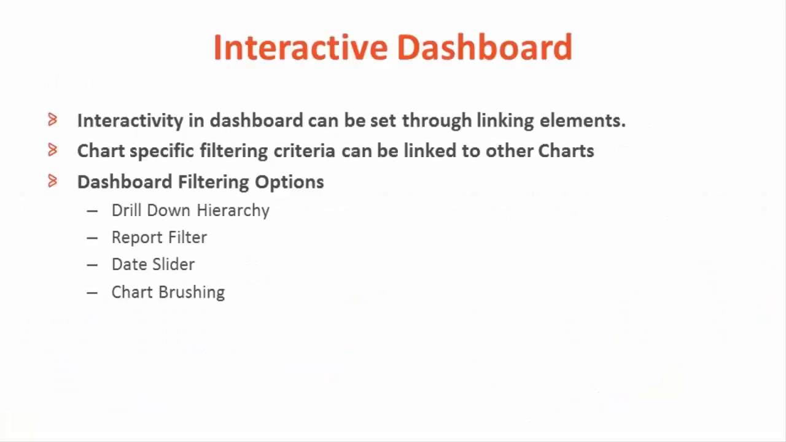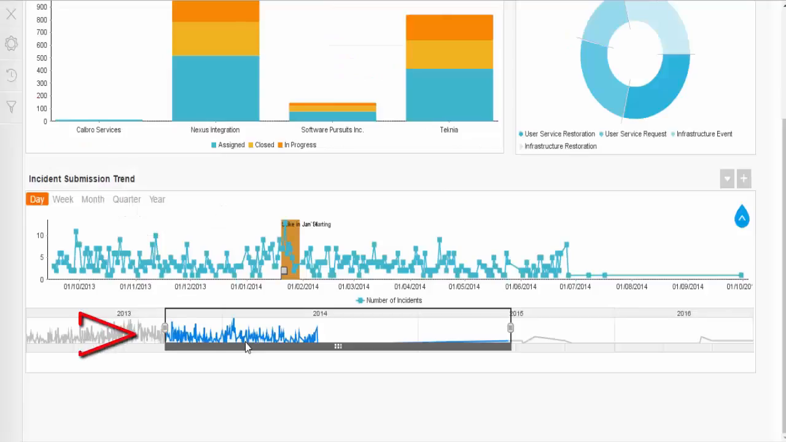In the first part of this topic, we have seen how to set up interactivity in a dashboard using drill down hierarchy and report specific filters. In this part, we'll see how to set up interactivity using date sliders and chart brushing functionality. Let's get started. First, we'll see about the date sliders.